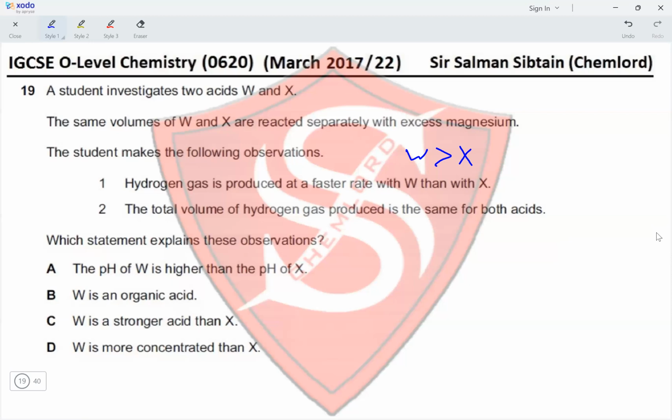Which statement explains this observation? The pH of W is higher than the pH of X. Not higher, it should be lower because it is more acidic. W is an organic acid. This cannot be proven by the observations at all. W is a stronger acid than X. Yes, this was proven by observation 1. And W is more concentrated than X. No, both are of equal concentration as proven by observation 2. Therefore, the correct option for this question is option C.